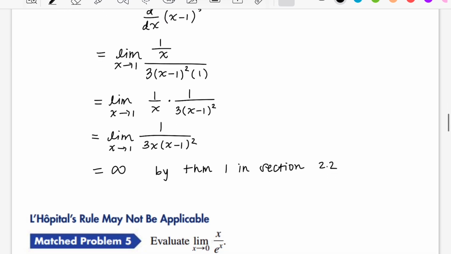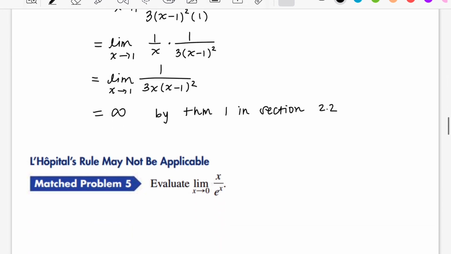All right. Now let's look at another example here. This is an example where L'Hopital's rule may not be applicable. So in this case, let's look at this limit as x approaches 0. We know that this is going to be equal to 0 over e to the power 0, and e to the power 0 is just 1. So in this case, we actually get that our limit is equal to 0.